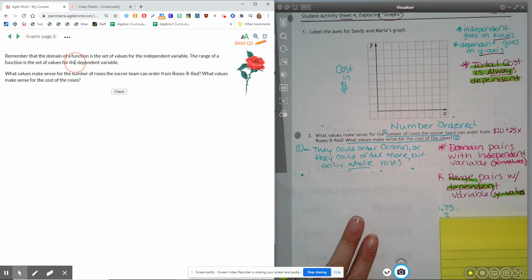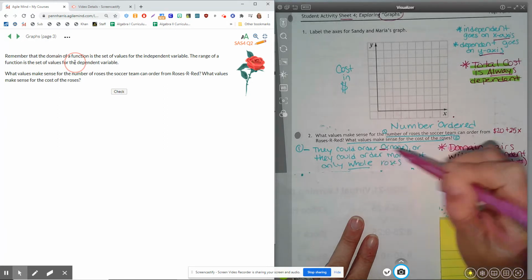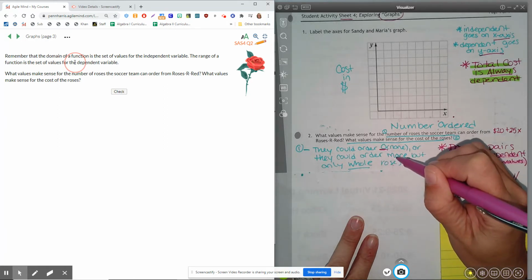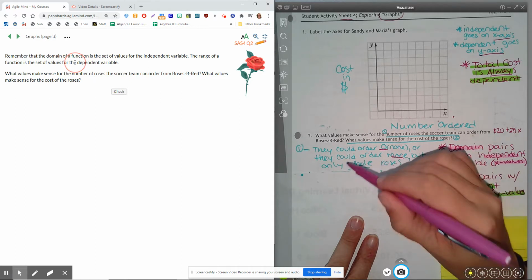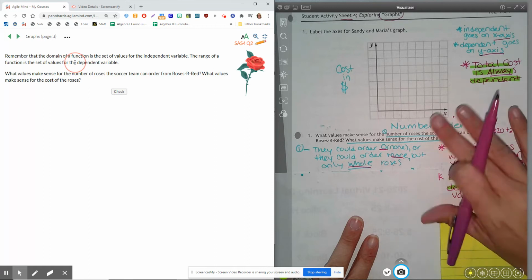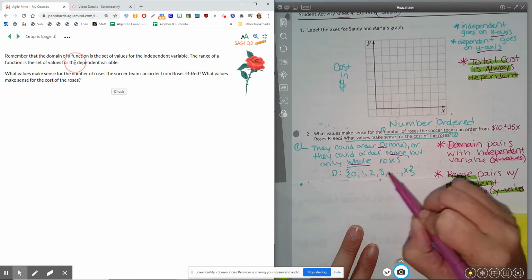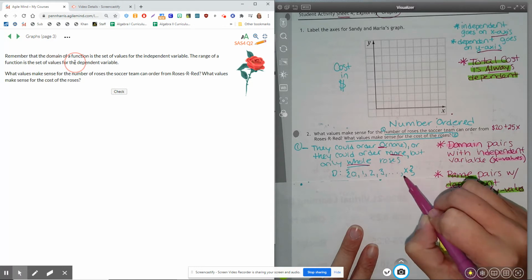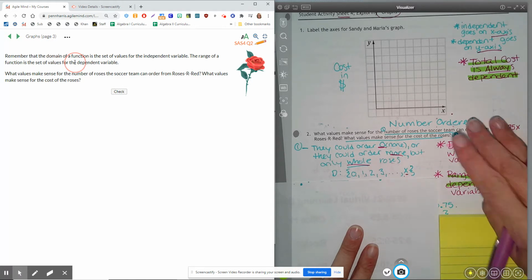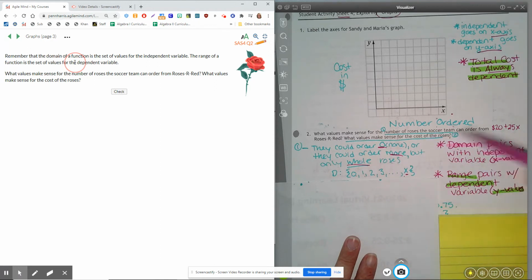But as a reminder, guys, we can't order a half a rose or a third of a rose. So we could order 0, we could order more, but they always have to be whole roses. And we can't order negative roses, guys. So we would call our domain 0, 1, 2, 3, and so on up to whatever x could be. Now they want to know what values make sense for the cost of the roses. That's going to be our range.